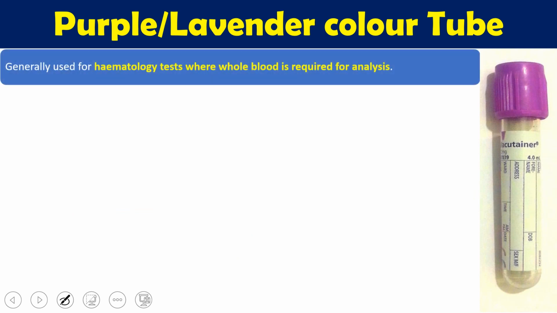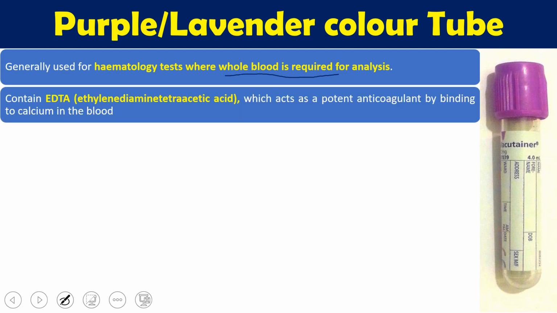This purple color tube we normally use for all those hematological tests where whole blood is required for the analysis. Whole blood means no serum, no plasma, no coagulated blood. So we are going to require complete blood. In this case, these vials contain EDTA. What is EDTA? EDTA is ethylenediaminetetraacetic acid or ethylenediaminetetraacetate.